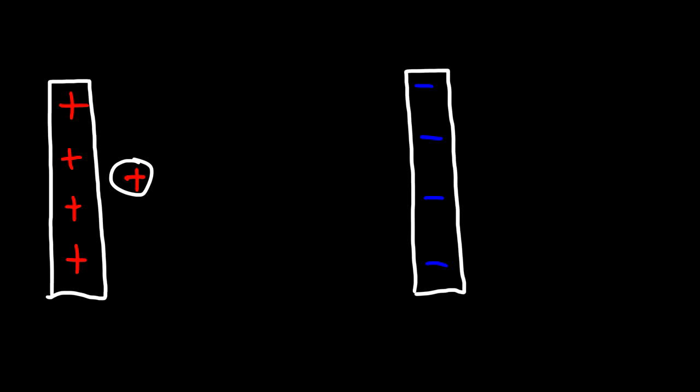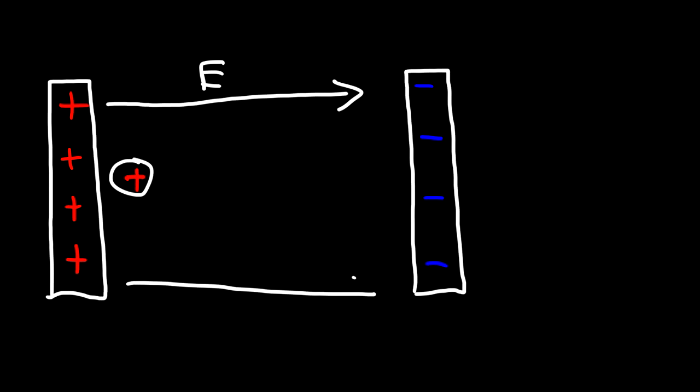Now, there is an electric field in between the two plates. We know the electric field emanates away from the positive plate and points towards the negative plate. If you recall, positive charges create an electric field that emanates away from them, and negative charges create an electric field that points towards them. So the net electric field in between these two plates is directed towards the negative plate.